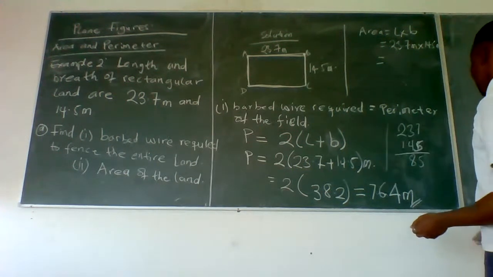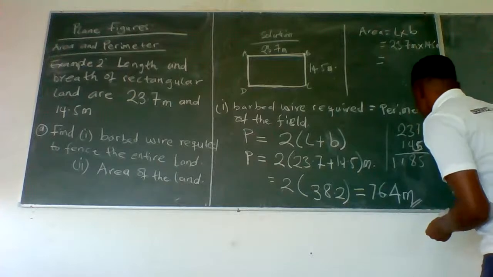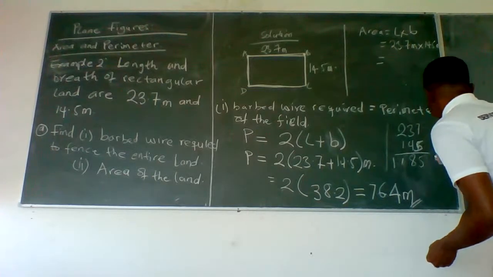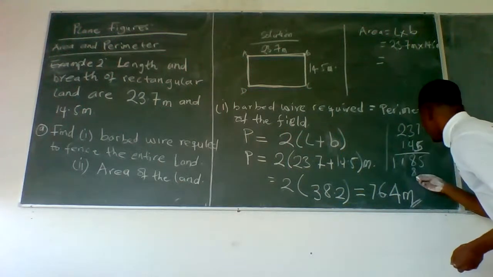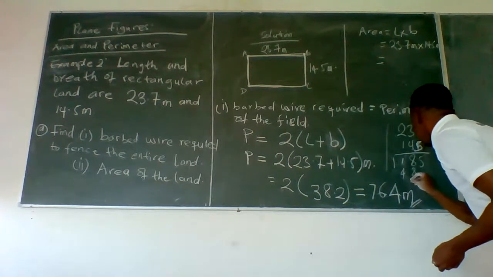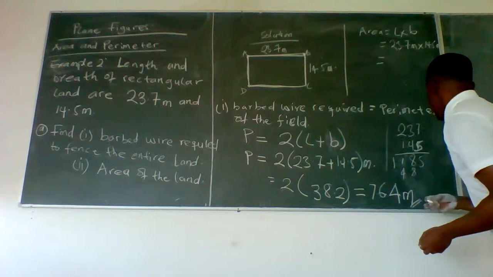5 times 2 is 10, plus 1 is 11. Then on this side we have 4 times 7, 28, and 2. 4 times 3 is 12, plus 2 is 14, and 1. 4 times 2 is 8, plus 1 is 9.